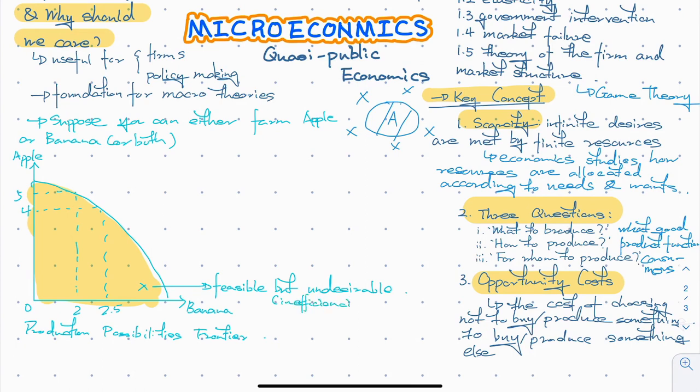For example, maybe you are not using your resources efficiently. For example, you can plant 10 trees, but you're planting 4. That is inefficiency in production. And anything on the curve of the production possibility frontier is feasible and desirable. So they are the best choices you could make, given the resources you have. Anything outside the production frontier is desirable. You're doing much better than you even possibly could have, but it's unfeasible.